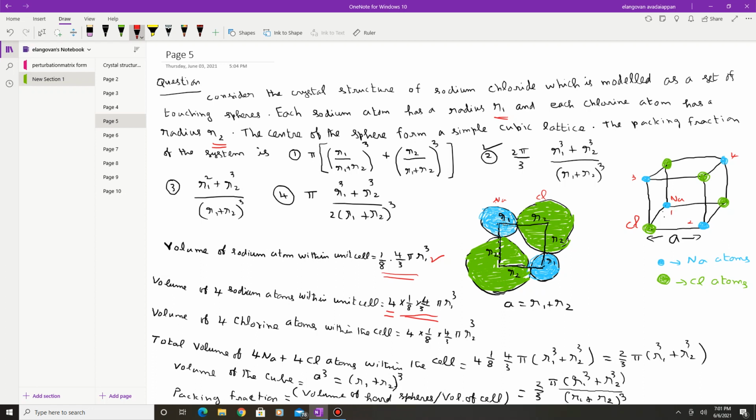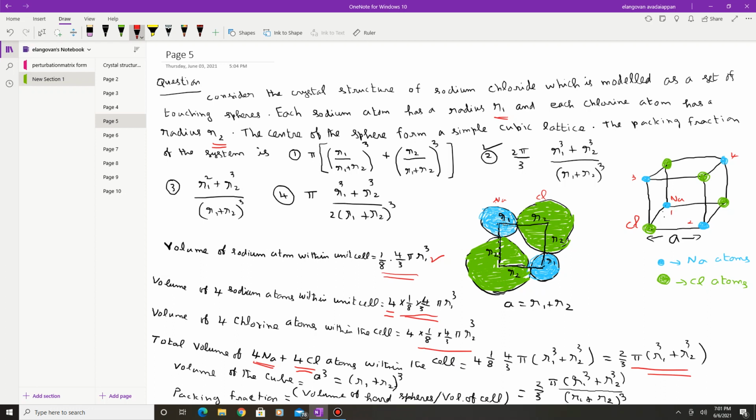Since there are 4 chlorine atoms, 4 into 1 by 8 into 4 by 3 pi r2 cube is the volume of the chlorine atoms within the cell. So the total volume of 4 sodium atoms and 4 chlorine atoms will be the sum of the two values. If you sum the two values, we will get this expression: 2 by 3 pi into r1 cube plus r2 cube.